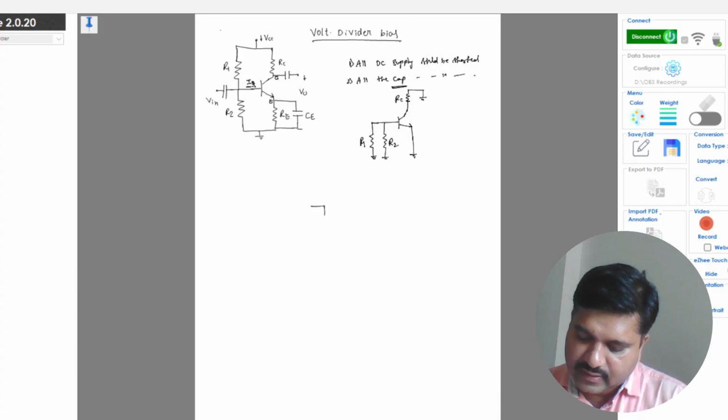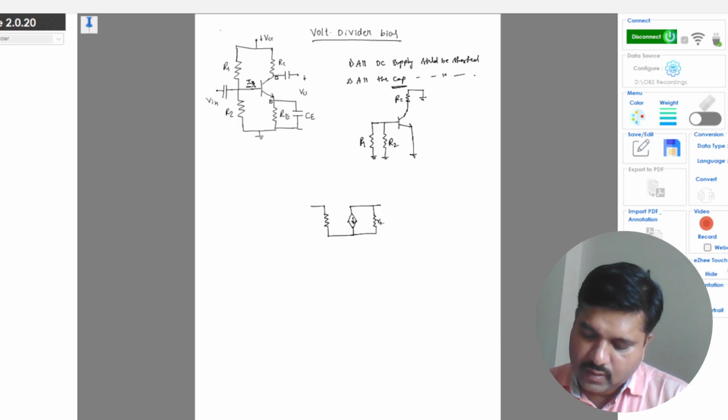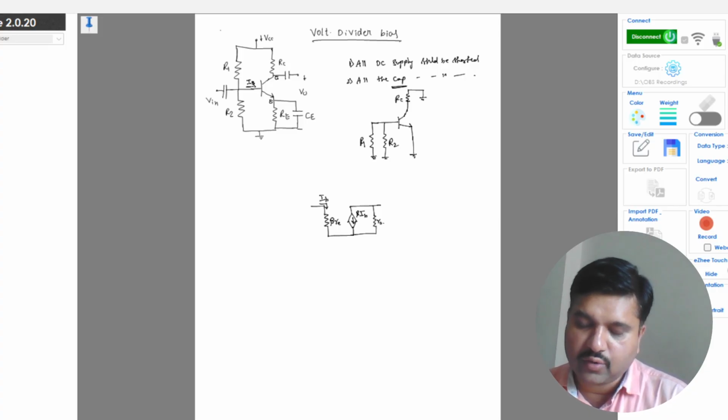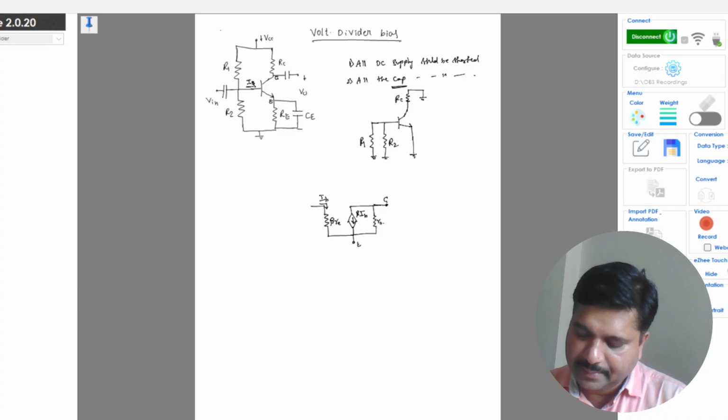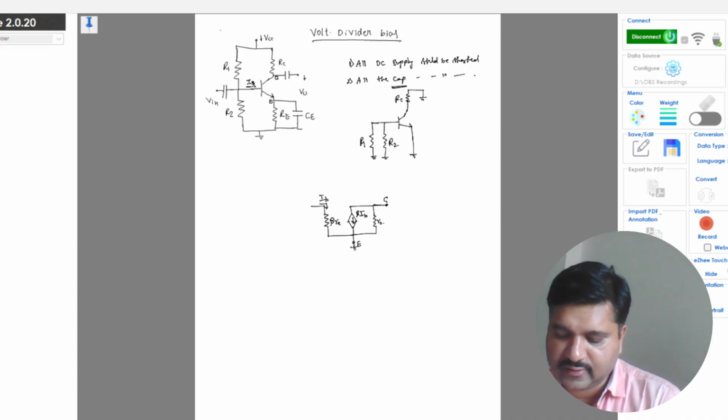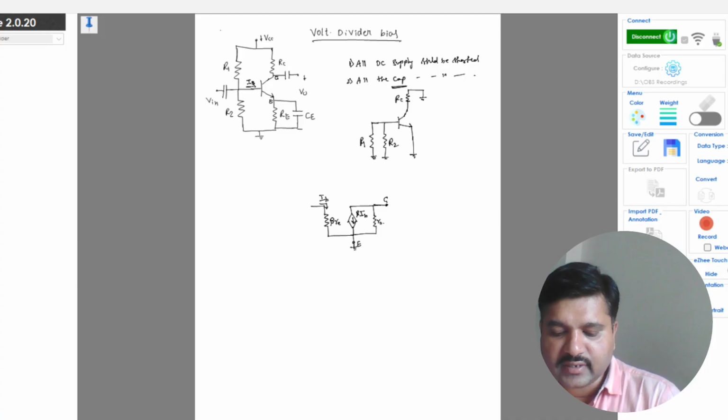So first we will draw the transistor. So this is beta Re. The input for this will be IB. So this is beta IB, and this is R0, the output resistance of the transistor, and this is the collector terminal, and this is the emitter terminal, which is connected to ground in this case. So now this is the small signal model for the transistor alone.